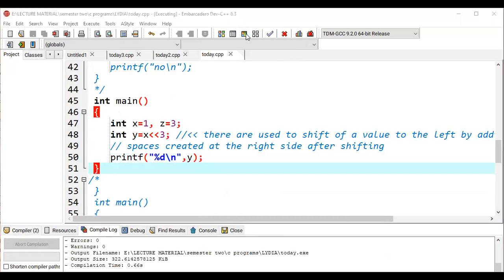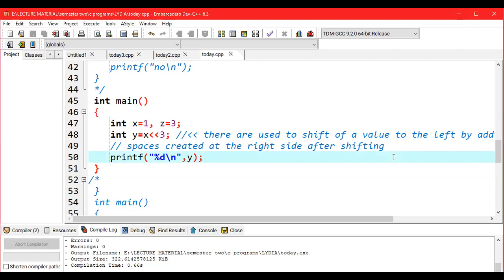It's giving me an 8 as an answer. I don't know what the 8 means. Remember, a character stores 8 bits, right? Every value stores 8 bits. And they are telling us that they are used to shift the bits of a value to the left by adding zeros. Yeah, this is what they used to write, by the way.